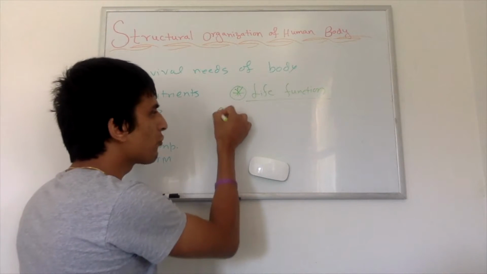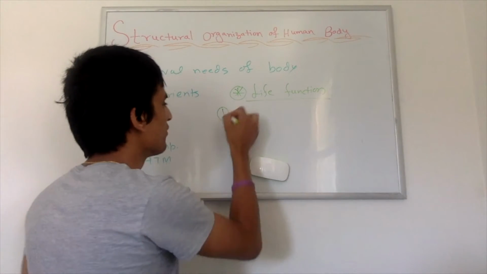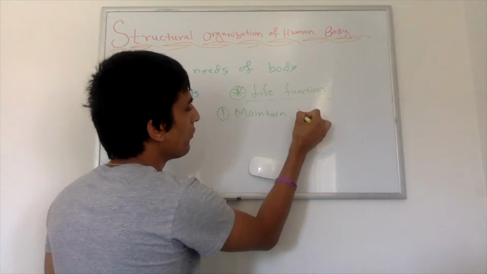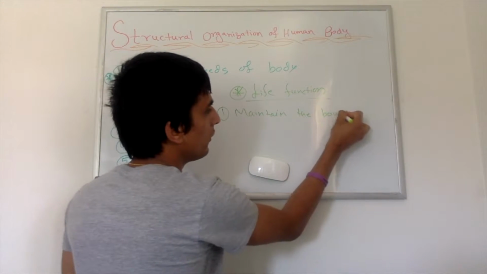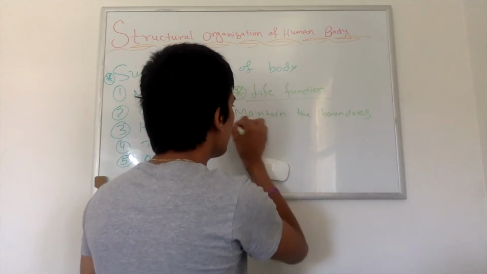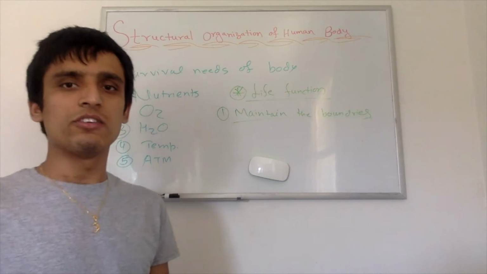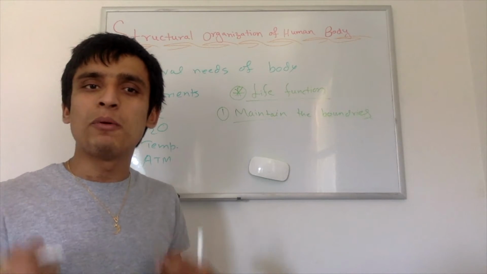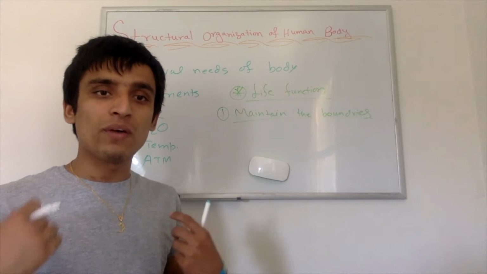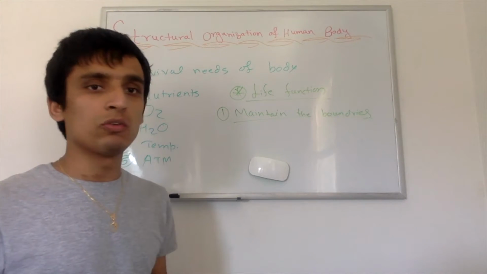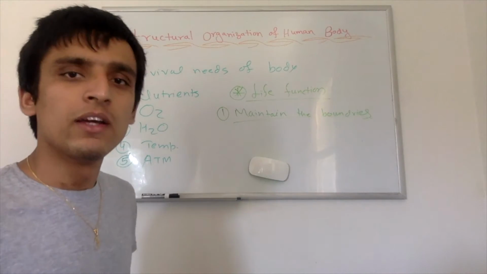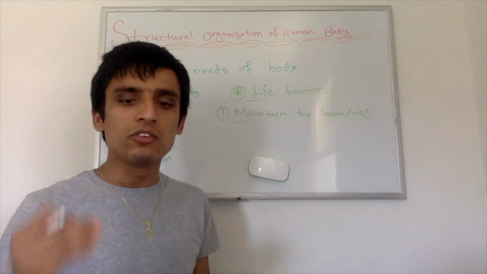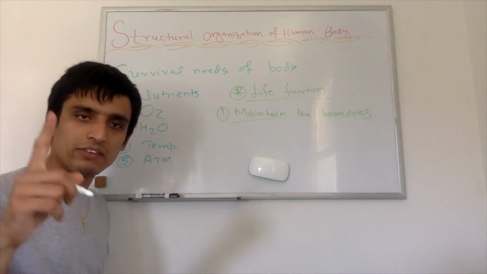So the first thing, you try to maintain the boundaries. And the important system in your body, the integumentary system, helps you maintain the boundaries. Your skin tries to keep your body temperature normal, and your skin fights different types of bacteria so they cannot enter your body. So it is maintaining of the boundaries, which is a life function. You need this to survive. Okay, and another thing is movement.